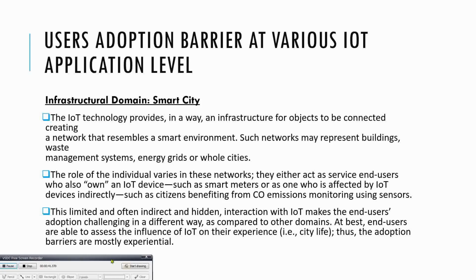The IoT technology provides, in a way, an infrastructure for objects to be connected, creating a network that resembles a smart environment. Such a network may represent buildings, waste management systems, energy grids, or whole cities. The role of the individual varies in these networks. They either act as a service user who also owns an IoT device, such as smart meters, or as one who is affected by IoT devices indirectly, such as citizens who benefit from the CO emission monitoring using sensors.